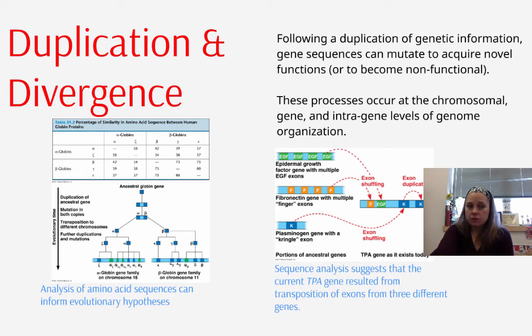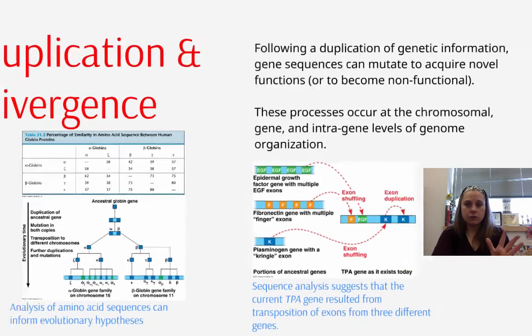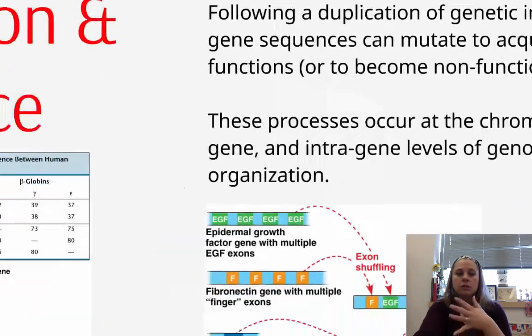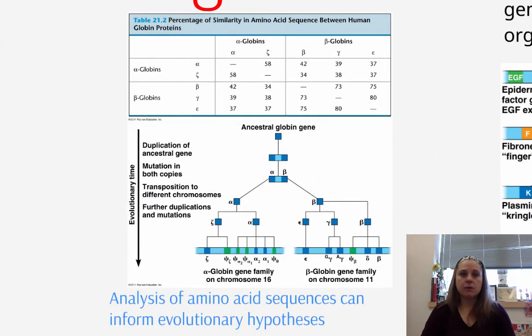So, duplications and divergence. When genetic information is duplicated, we know that mistakes can be made that can then acquire different, novel functions, right? These processes occur at the chromosome and can be intragene levels of genome organization and can cause different outcomes. So, similarities in sequences between the human globin proteins: you've got your alpha and your beta. The idea is that these 2 exist on 2 different chromosomes, and there are some similarities.